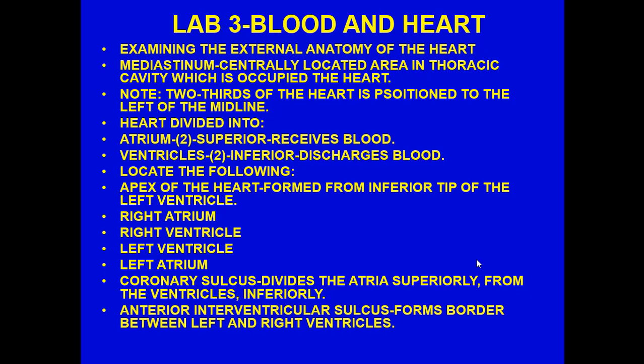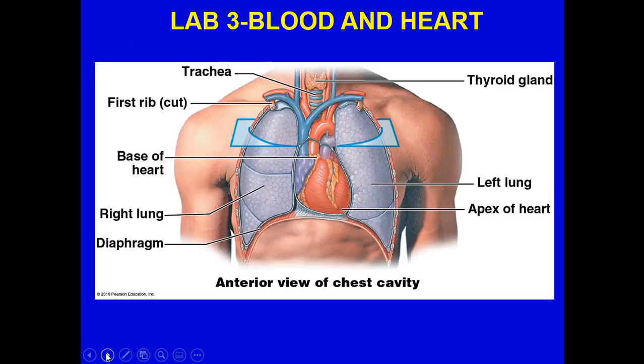Now, the coronary sulcus divides the atria superiorly from the ventricles inferiorly. The anterior interventricular sulcus forms the border between the left and the right ventricles. Here is the heart. Here is where it's located. Notice that if we were to draw a line right through this middle, there's kind of an angle where it shifts over to the left here. This is called the cardiac corner, where basically what you have is an indentation on the left lung because the space is taken up by the heart. All right?